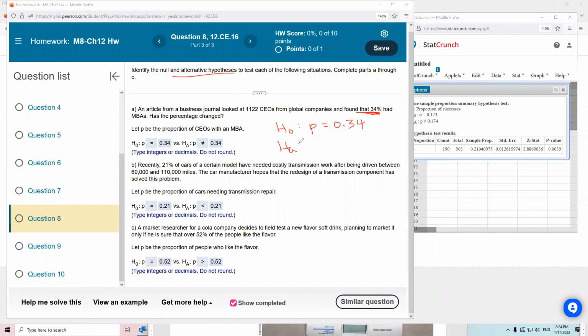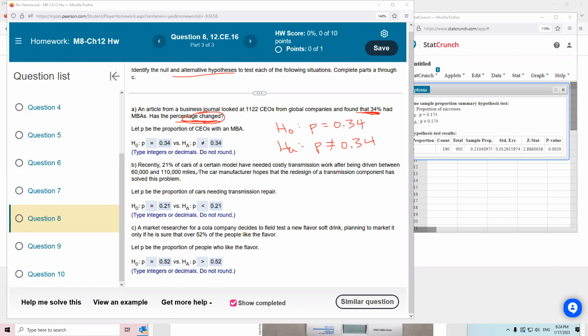The question is, what symbol do you use for the alternative? Well, notice they say, has the percentage changed? Well, change is really different. So it's going to be not equal to 0.34. So again, we're focusing on the word changed, meaning different.